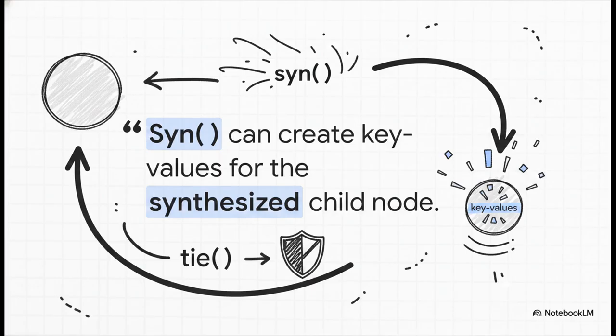To give you a really satisfying taste of the actual engineering kernels making this happen under the hood, the syn function acts as the synthesizer, creating the key values for the newly synthesized child node. Then the tie function acts as the anchor, securely linking it back to the parent scope. This is the underlying kernel logic that allows the database to safely and dynamically self-modify.